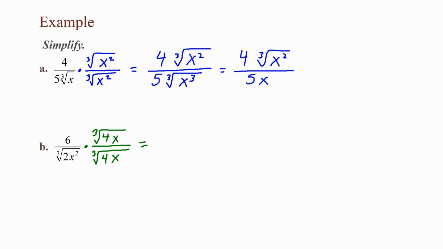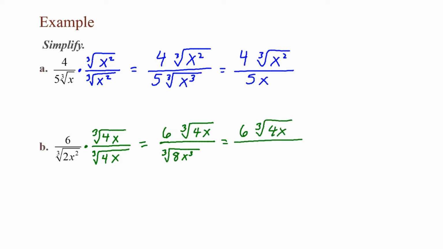My numerator, I will have 6 cube root of 4x divided by the cube root of 2 times 4 is 8, x squared times x is x to the third. I can take the cube root of my denominator, 6 cube root of 4x divided by 2x. The 6 and the 2 are both outside the root and they're both even, so I can reduce. 6 divided by 2 is 3 and 2 divided by 2 is 1. The result is 3 cube root of 4x all over x.